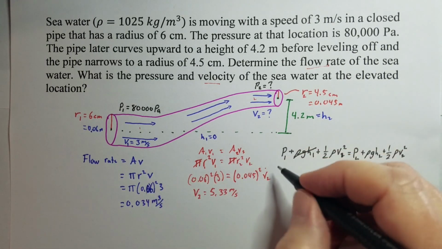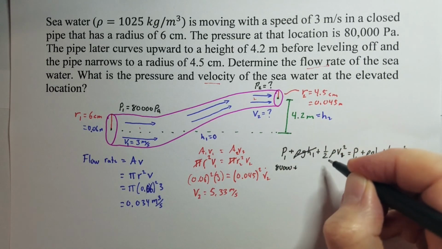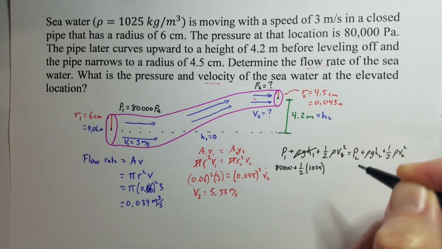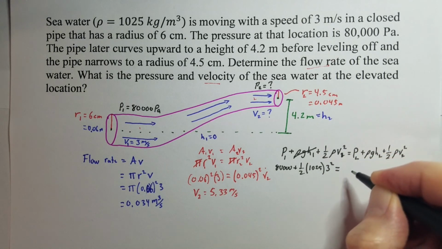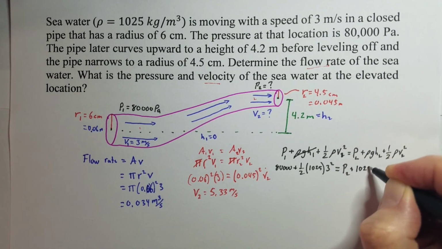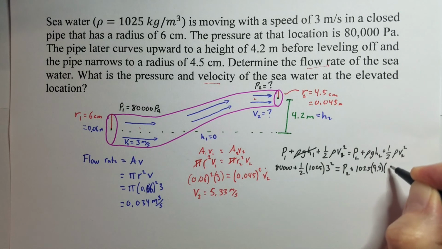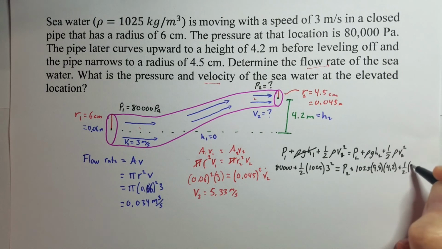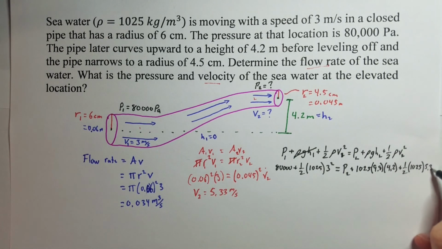So the pressure in the lower section is 80,000 plus 1/2. The density is 1,025, and the velocity at the bottom section was 3 squared equals the new pressure that we got to find plus 1,025. Gravity, I'm going to use 9.8, and the height was 4.2 meters plus 1/2 1,025 times our new velocity, which is 5.33 squared.